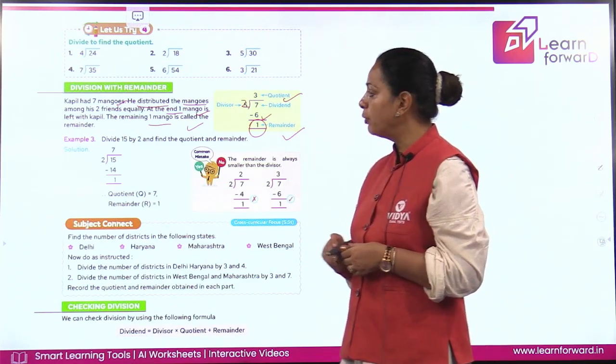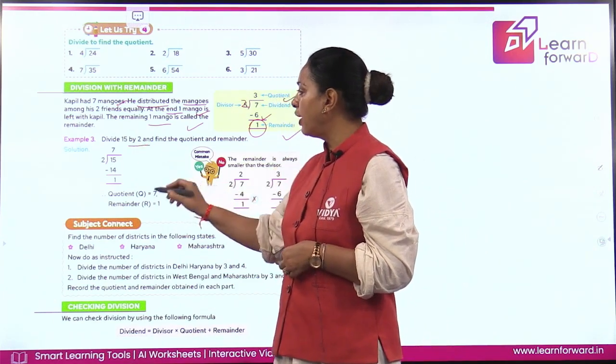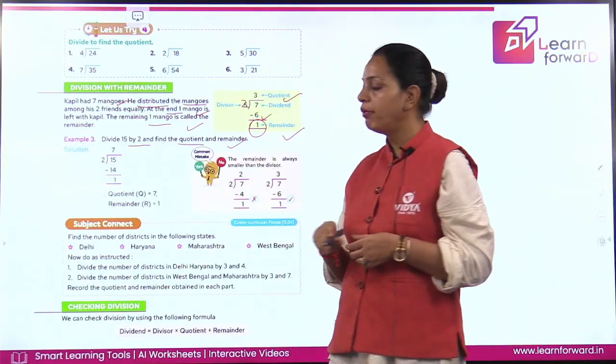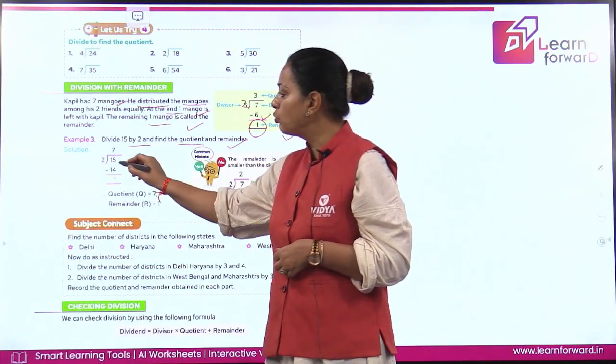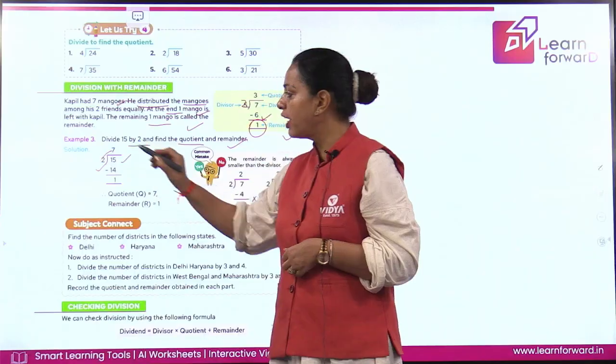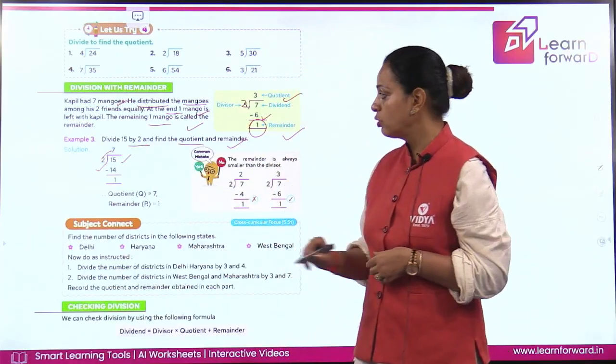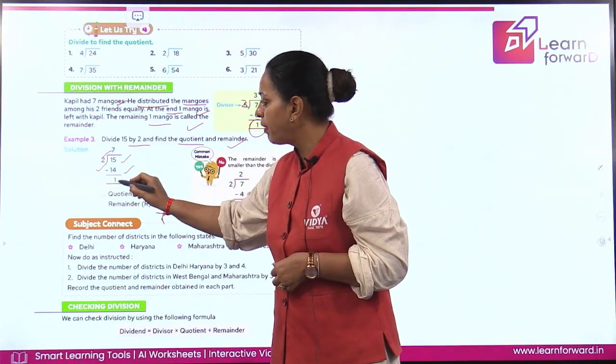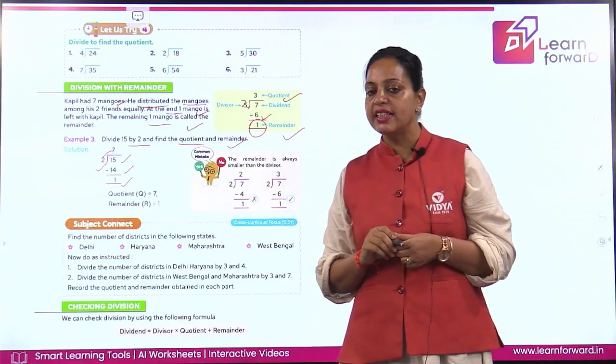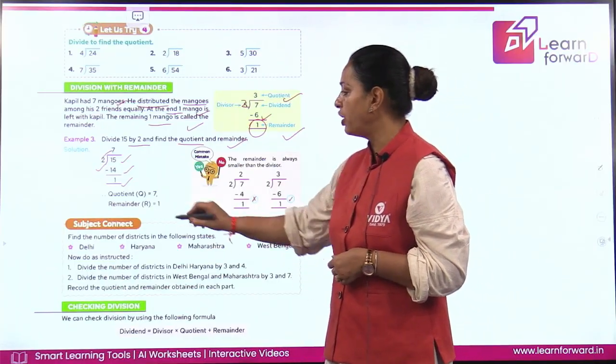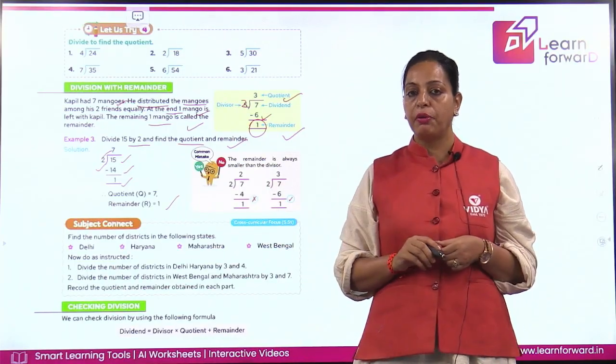Now example 3. Divide 15 by 2 and find the quotient and remainder. अब 15 को हम 2 से divide करेंगे. We know 2 7s are 14. So 14 here, minus करेंगे. 1 is left. So 7 is the quotient and 1 is the remainder.